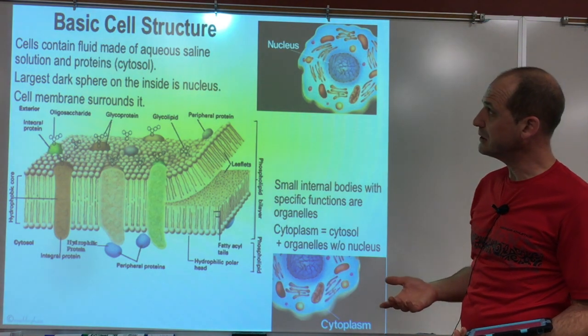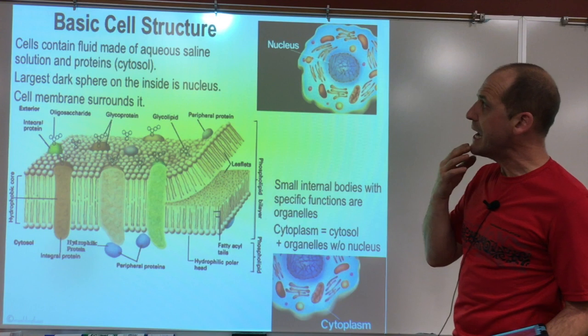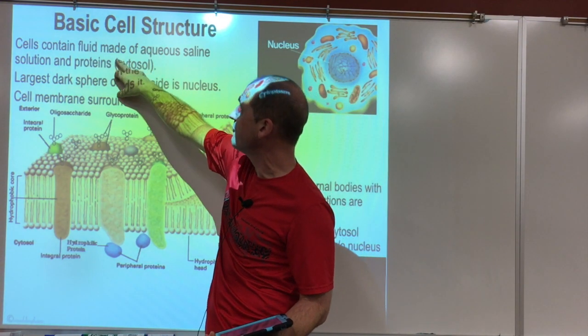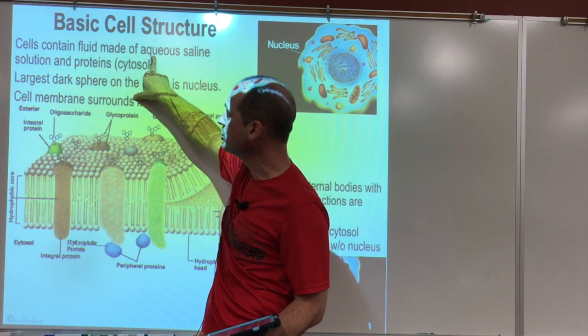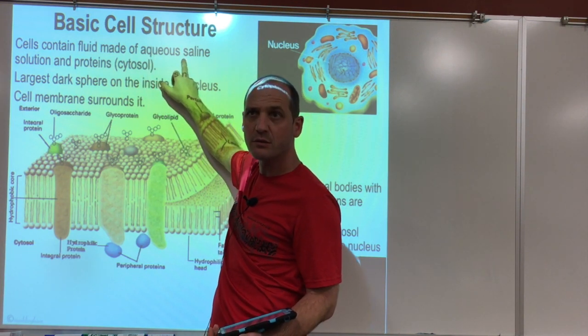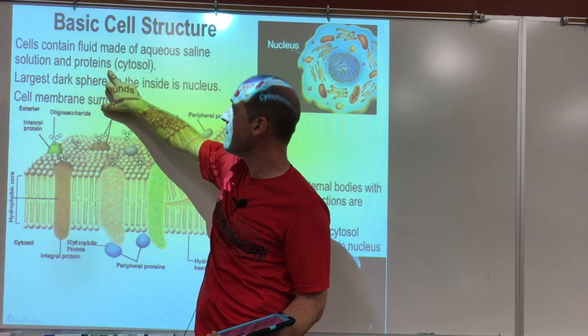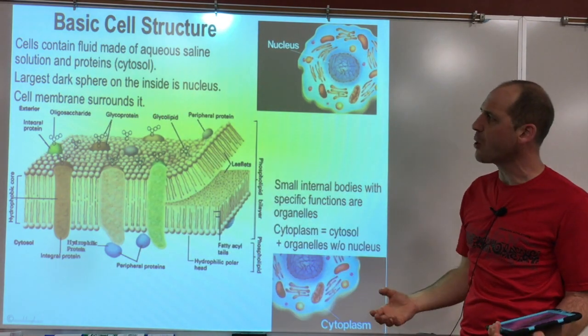So many genes. So when we look at the basic cell structures, cells contain a fluid that is made out of a saline solution. Aqueous means watery solution. Saline means it's salty. It's like seawater more or less. And then we have proteins in it. And together, that water broth with protein, we call that the cytosol.